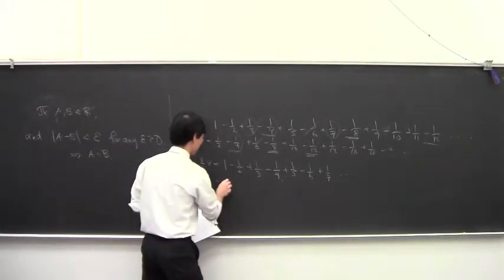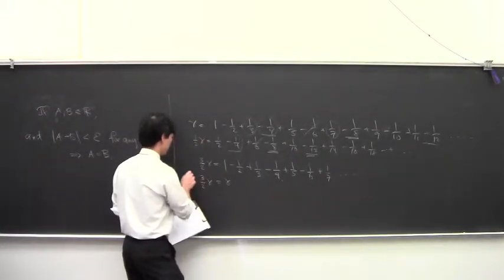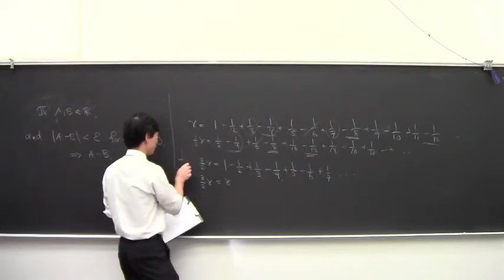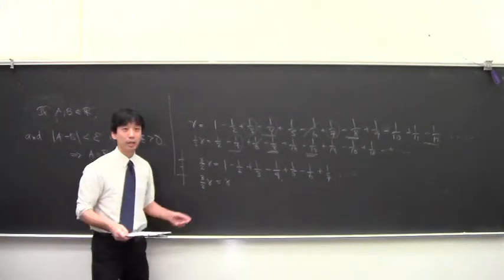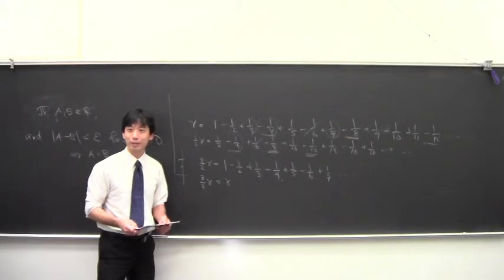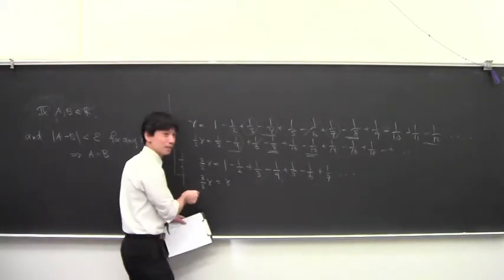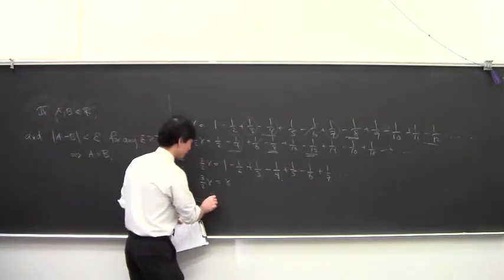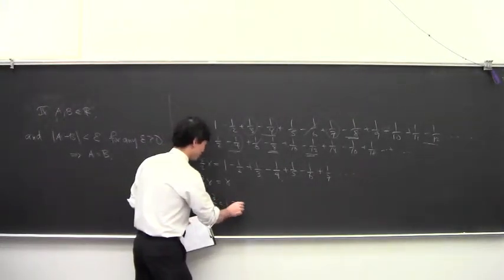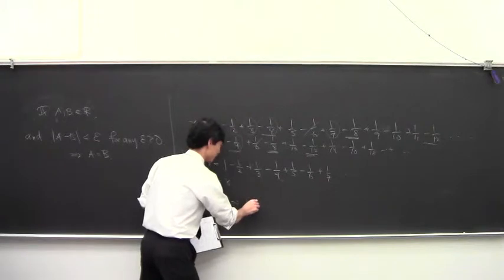So I got gamma. I have this number that's not 0, and 3 halves gamma equals gamma. So I'm going to divide by gamma on both sides. I can do it, it's not 0. And so I get 3 halves is equal to 1, and so I multiply by 2, and I get 3 is equal to 2.